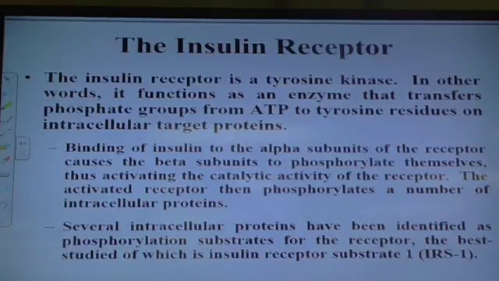Okay. Now, there are intracellular proteins that have been identified as phosphorylation substrates for this receptor. There is one that's called insulin receptor substrate 1, IRS1, and they're doing a lot of research on that to try to find out if there's some way that they can alleviate some problems with diabetes mellitus by basically causing an increase in these receptor proteins in there.